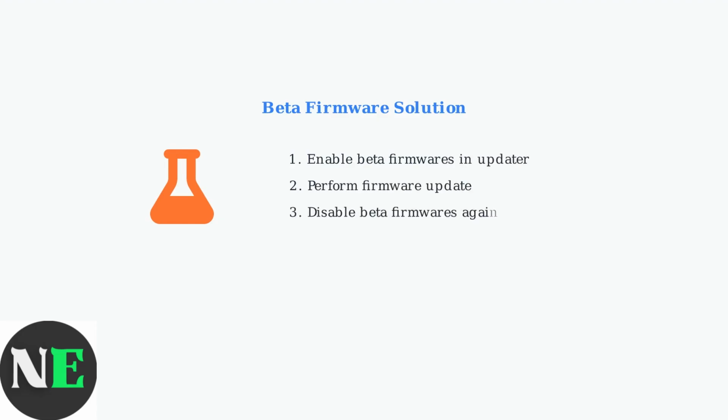If standard firmware updates fail, try enabling beta firmwares in the update software. Update your device, then disable beta firmwares again. Use this option with caution, as beta firmware may be less stable than official releases.